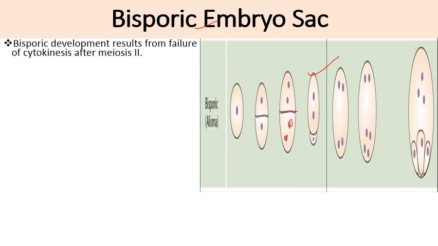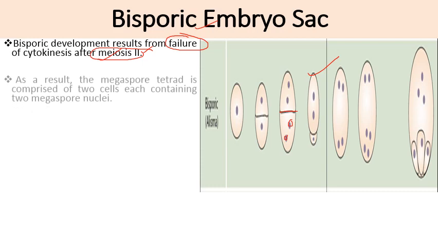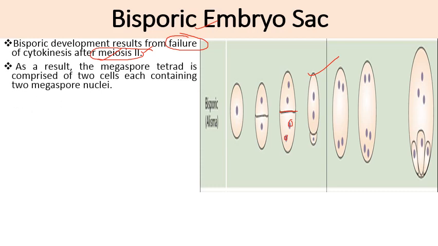So bisporic development results from failure of cytokinesis after meiosis 2. The cytokinesis process after meiosis 2 fails, which results in bisporic development. As a result, the megaspore tetrad is comprised of 2 cells, but cytokinesis does not occur. There are 4 nuclei in 2 cells, each containing 2 megaspore nuclei, which we can see in this diagram.